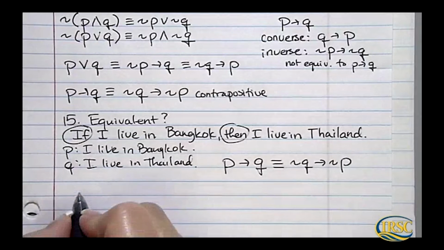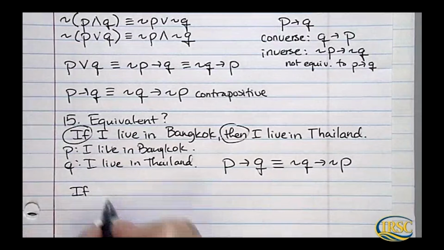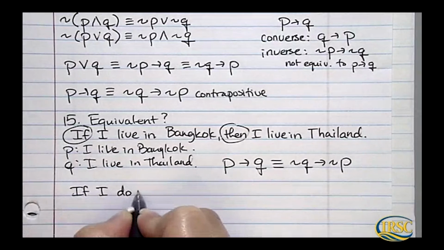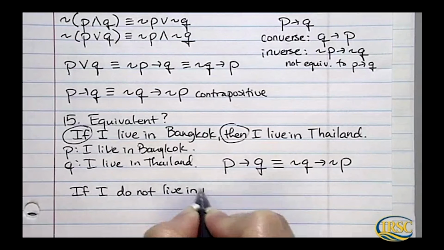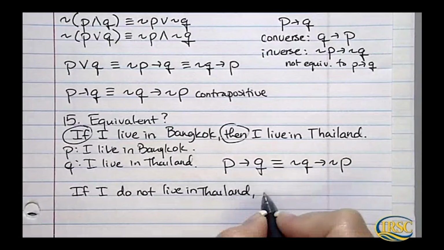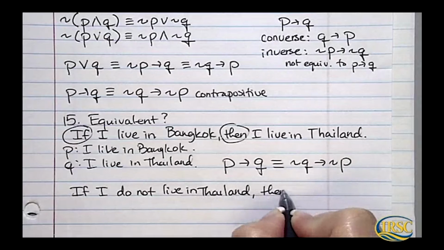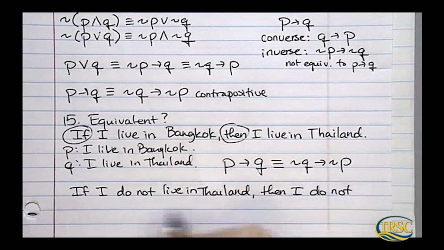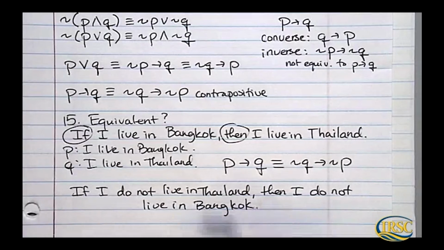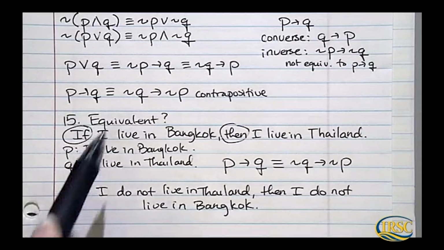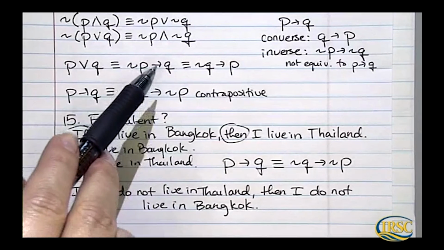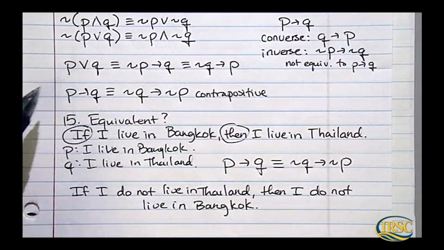Okay, because that would be if, what? Good. If I do not live in Thailand, then I do not live in Bangkok. Okay, so looking at our multiple choice, that is B. Yeah, that's choice B, so there you're done. Now, if that hadn't been one of your choices, then you would have to look back at all your other equivalents and say, oh, maybe the if-then goes back to an or statement, and something like that, okay?